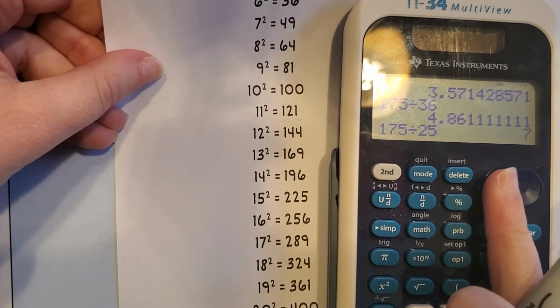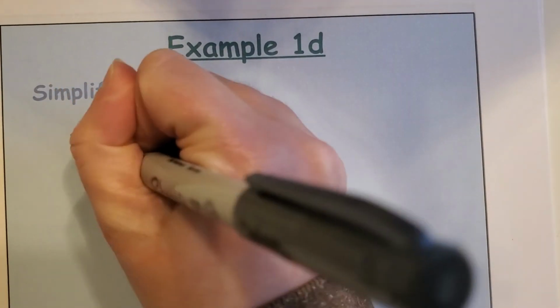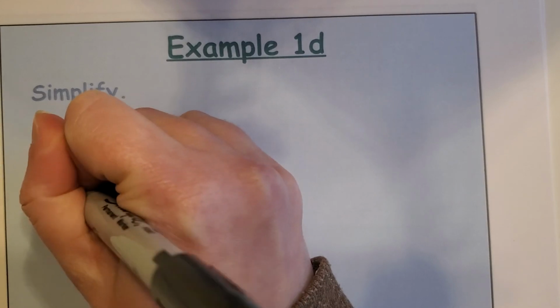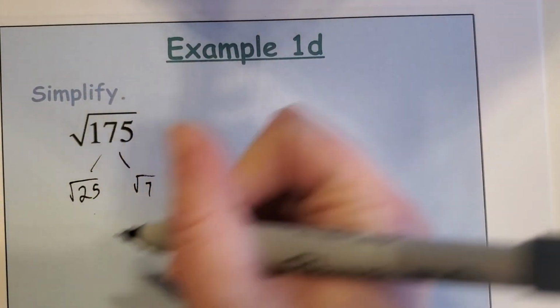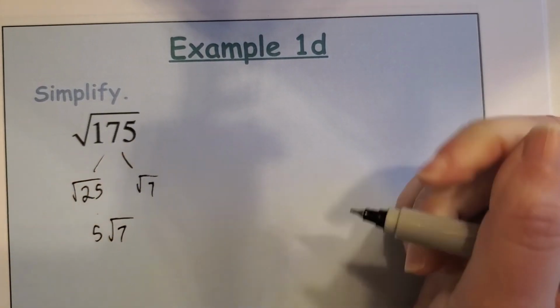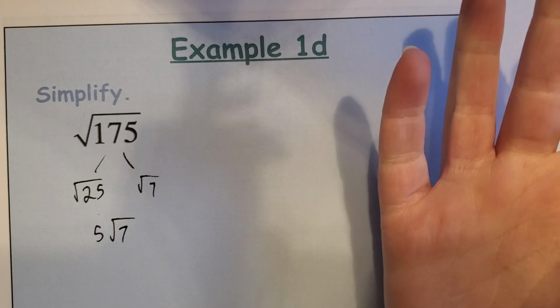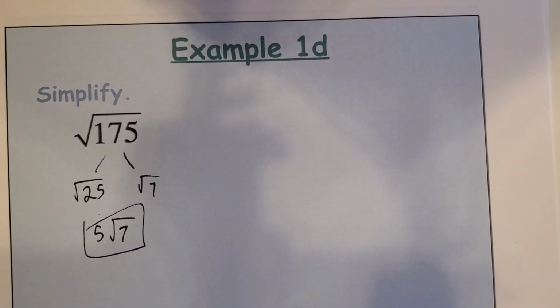Okay. 175 divided by 25 is 7. So the square root of 175 breaks down into the square root of 25 and the square root of 7. The square root of 25 is 5. And 7 is not a perfect square. It doesn't have any other factors. It's a prime number. So your final answer is 5 root 7.